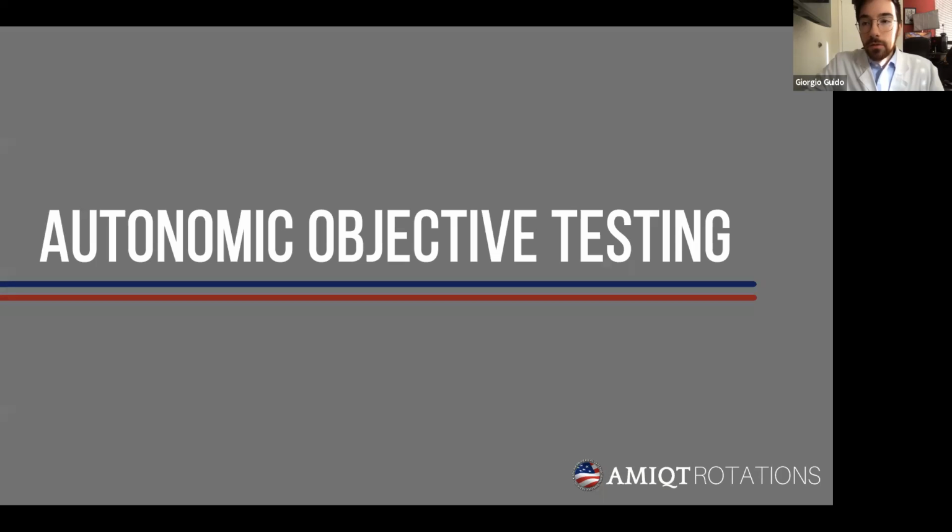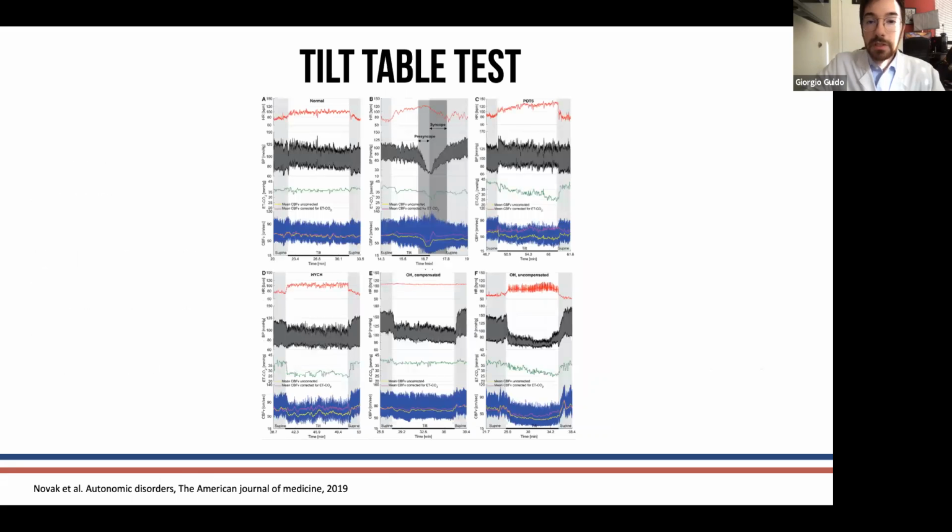Okay, so once we have a suspect of dysautonomia, we can also do some autonomic objective testing. How do we do it? We can do the tilt table test. The tilt table test is a test where the patient is tilted, so a gravitational challenge is applied on the patient. And we can see the heart rate response and the blood pressure response. So as I told you, in POTS, there is a heart rate increase of more than 30 beats per minute. But the blood pressure, as you see here in the picture, stays pretty much the same.